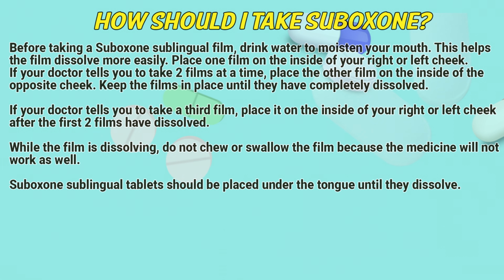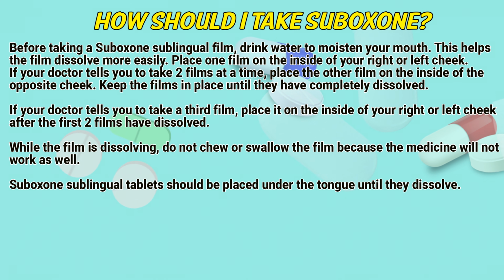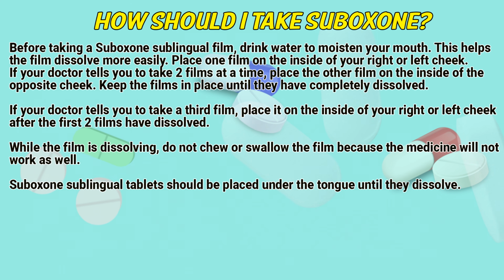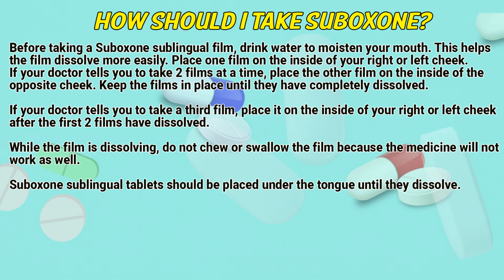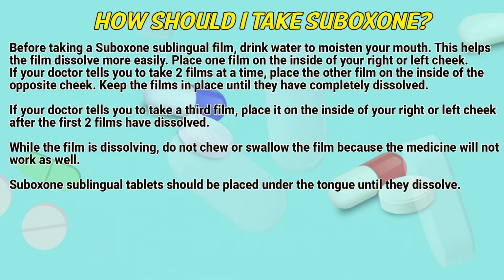How should I take Suboxone? Before taking a Suboxone sublingual film, drink water to moisten your mouth. This helps the film resolve more easily. Place one film on the inside of your right or left cheek. If your doctor tells you to take 2 films at a time, place the other film on the inside of the opposite cheek. Keep the films in place until they have completely dissolved.